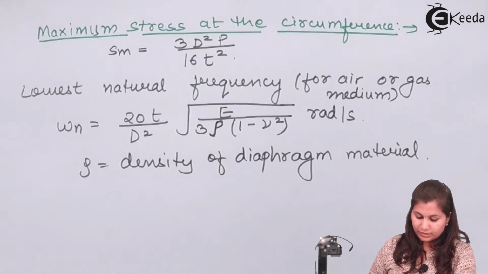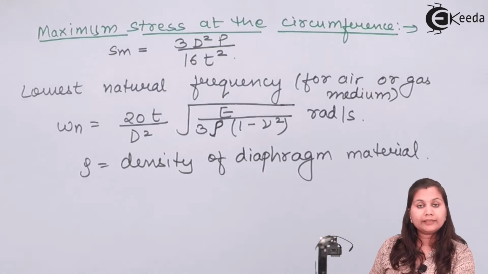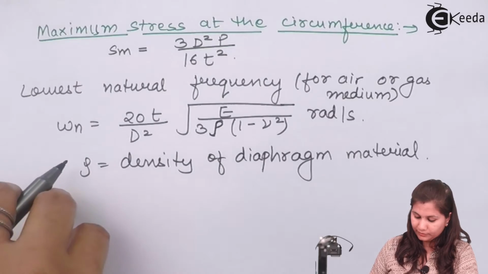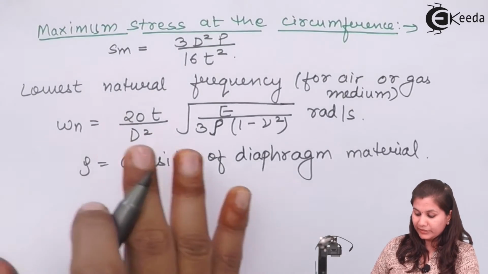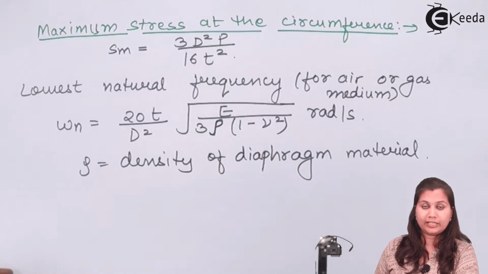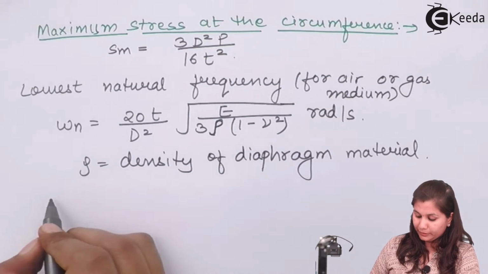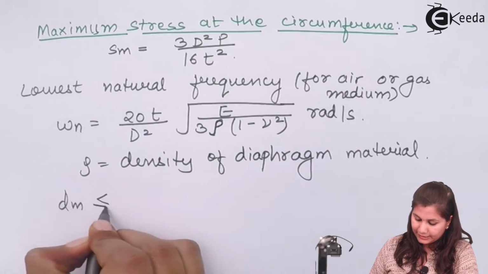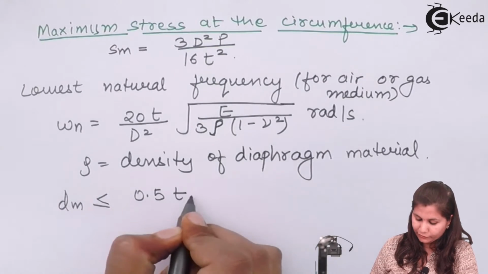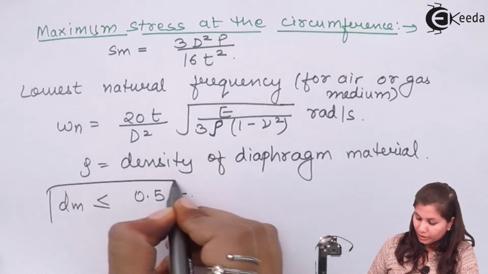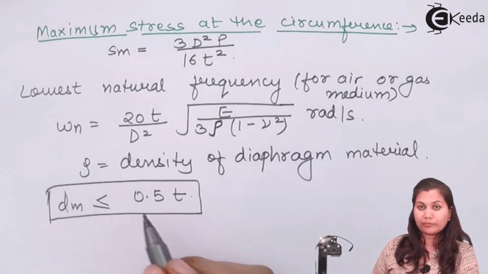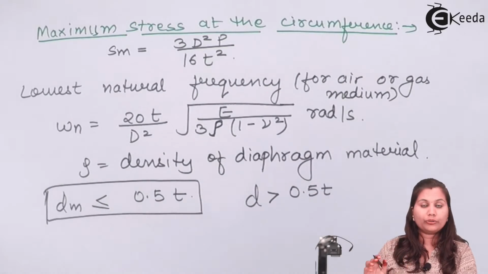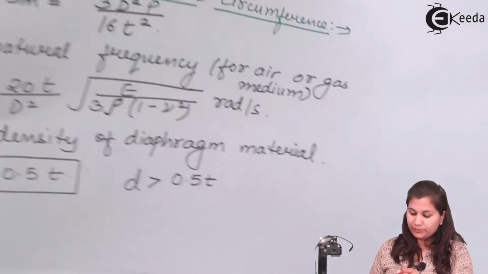So these equations are used for the flat type of diaphragms. If we talk about the corrugated diaphragms, we have said that the linear relationship between the deflection and the pressure exists only when the deflection at the center is less than or equal to 0.5 T. Now for deflections greater than this value, that is to get a deflection greater than 0.5 T, the corrugated type of diaphragms are used.